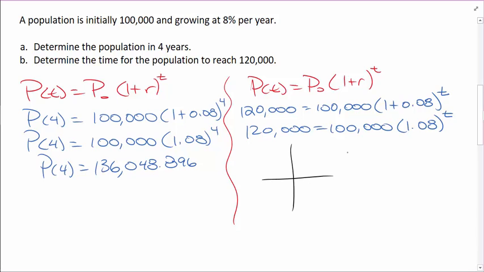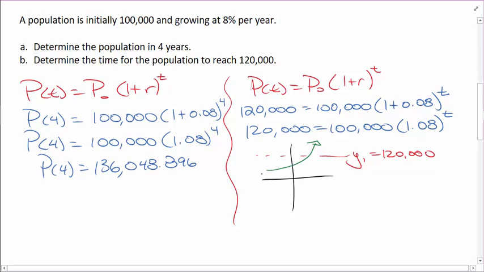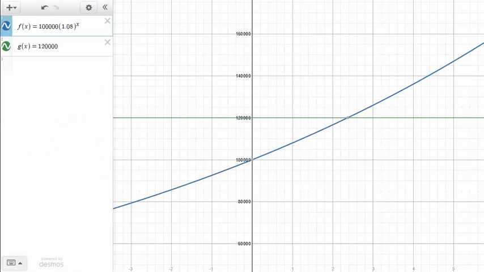We're going to graph y1, which equals 120,000, and we're going to graph y2, which equals 100,000 times 1.08 to the t. This is going to be an exponential function. Those two are going to intersect exactly one time. We'll need our graphing utility to find the location of that intersection. Here's my image that I've created. F of x equals the 100,000 times the 1.08 to the t, or to the x. The g of x there is 120,000, and we're going to look for that intersection. It occurs at 2.369.